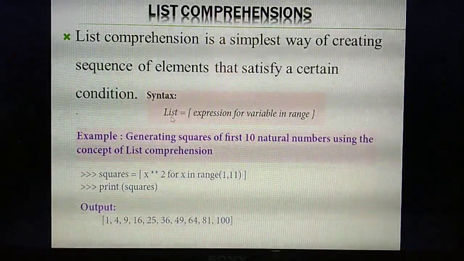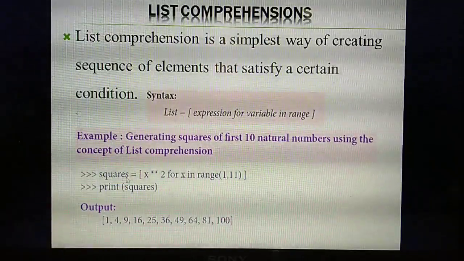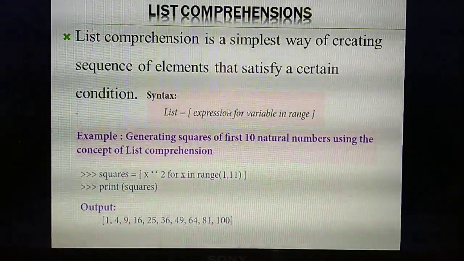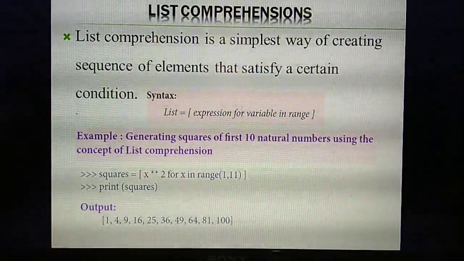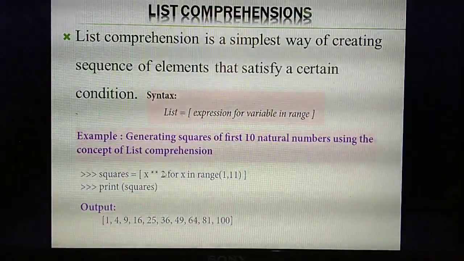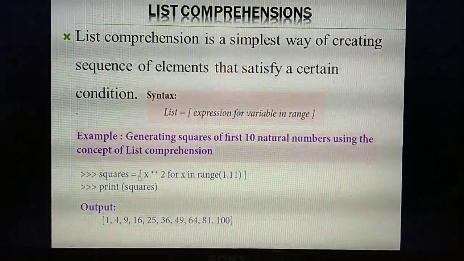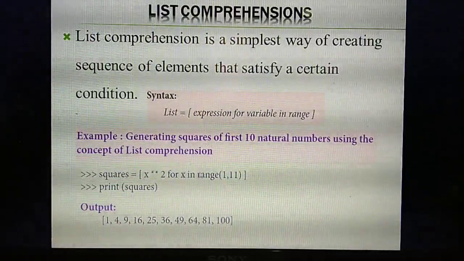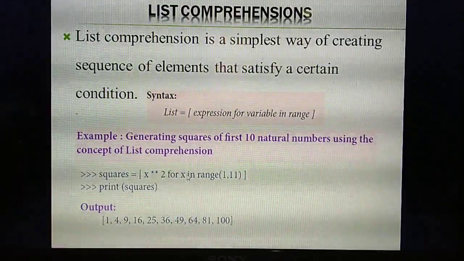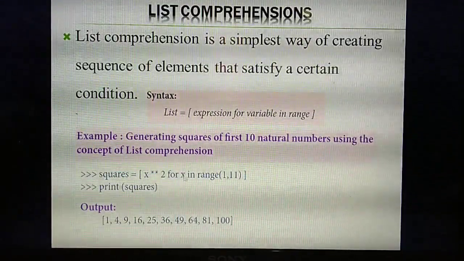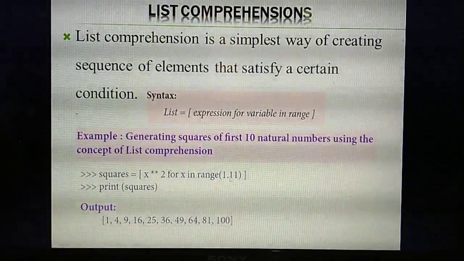Okay. First you need to give the name of the list. What's the name of the list here? squares equal to. Then the expression. What's the formula for square? Already you have studied. One variable you need to declare, isn't it? So for that, x double star 2. Next, the for keyword, for variable. Which variable are you using for the expression? X. The same variable you need to declare here. So x in range of, from where to where? First 10 natural numbers. So 1, 11.